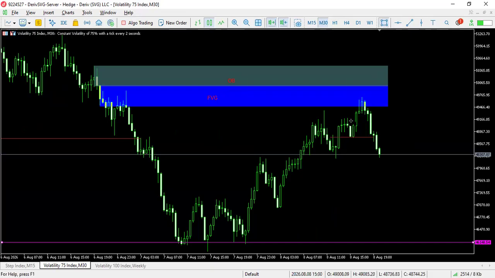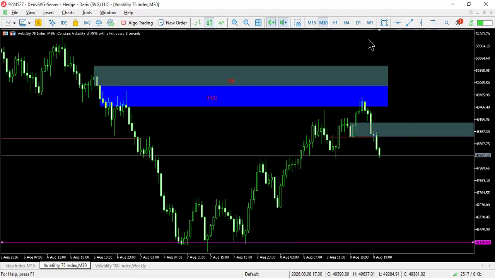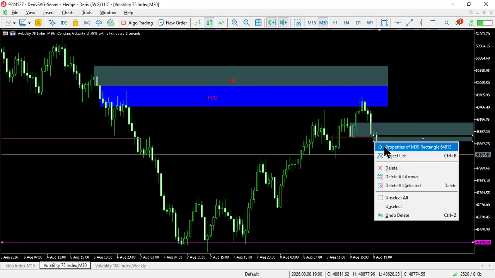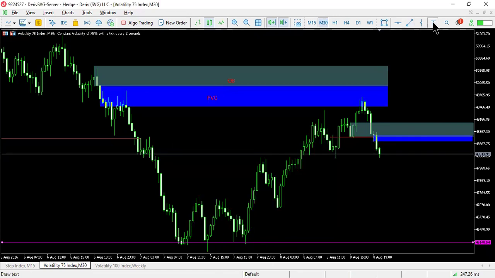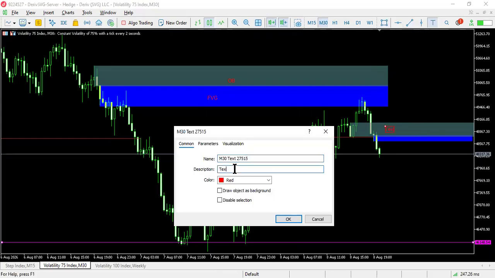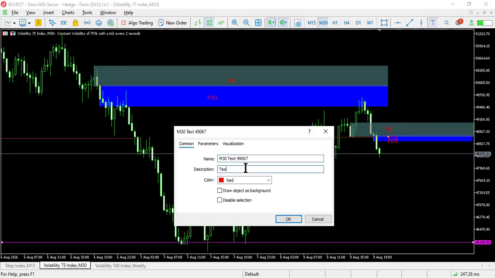And our order block at that point, and then our FVG. That is our fair value gap. So we have our order block, and our FVG.